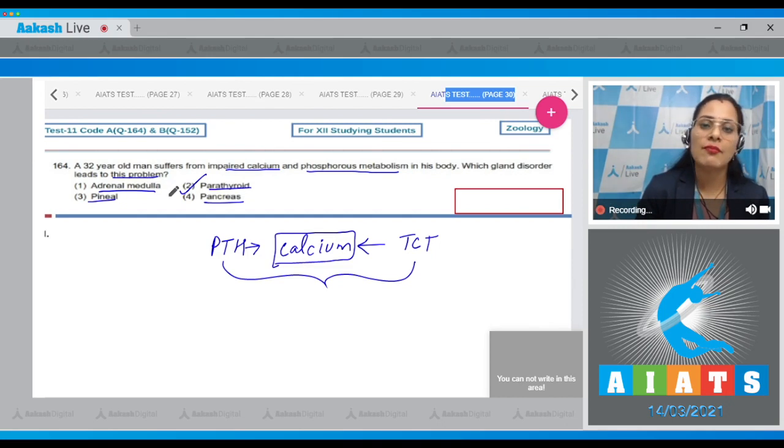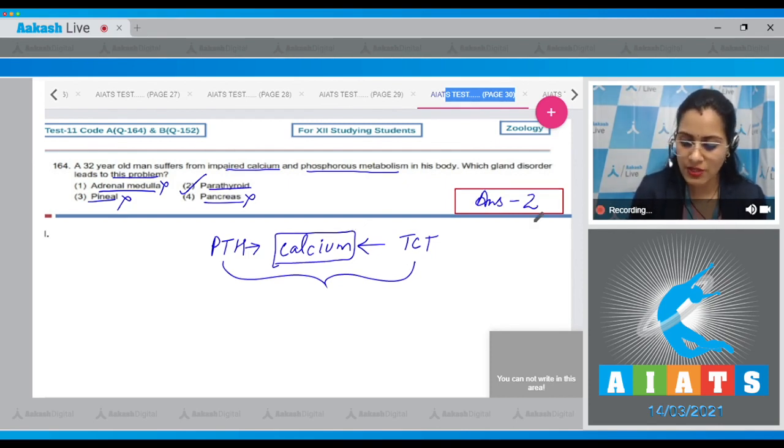Option number 1 is adrenal medulla, which is responsible for the secretion of catecholamines or emergency hormones, is an incorrect option. Option number 3, pineal gland, is an incorrect option. It is responsible for the secretion of melatonin hormone, which is responsible for regulating the 24-hour diurnal rhythm of the body. And the last option is pancreas. Pancreas is an incorrect option. It is responsible for secretion of hormones insulin and glucagon involved in the regulation or maintenance of blood glucose levels. So the correct answer to this question is option number 2.